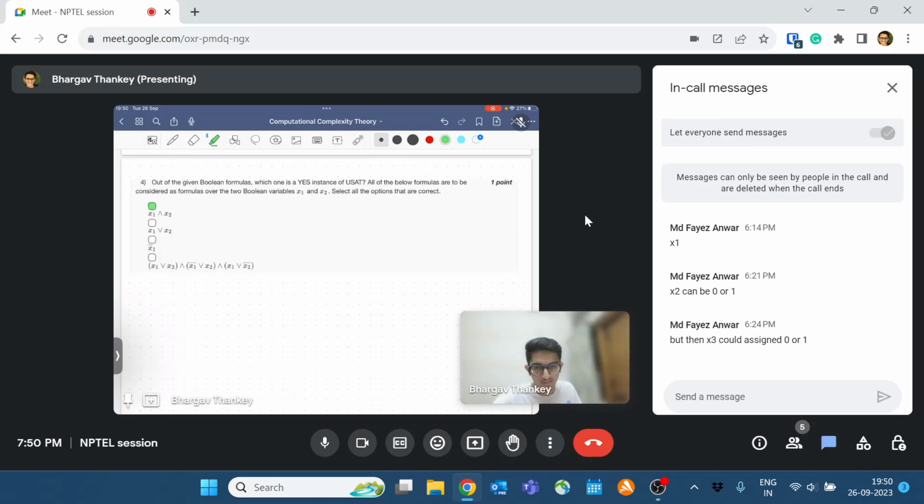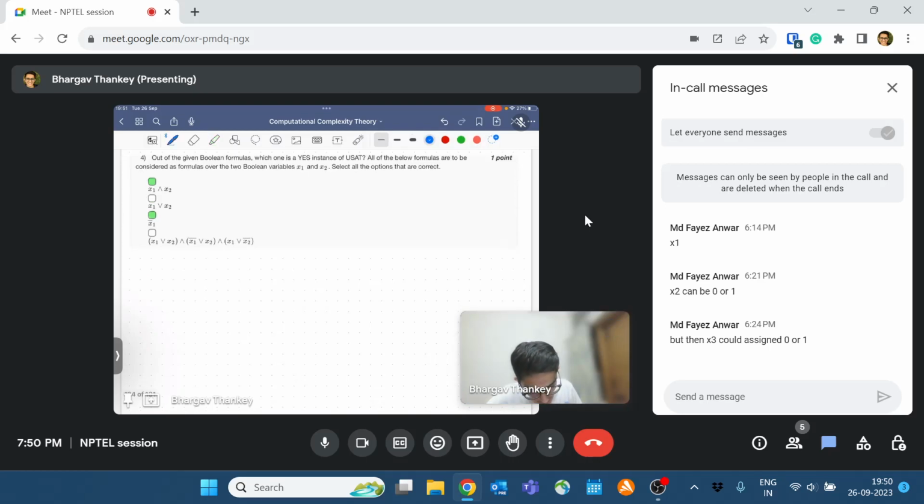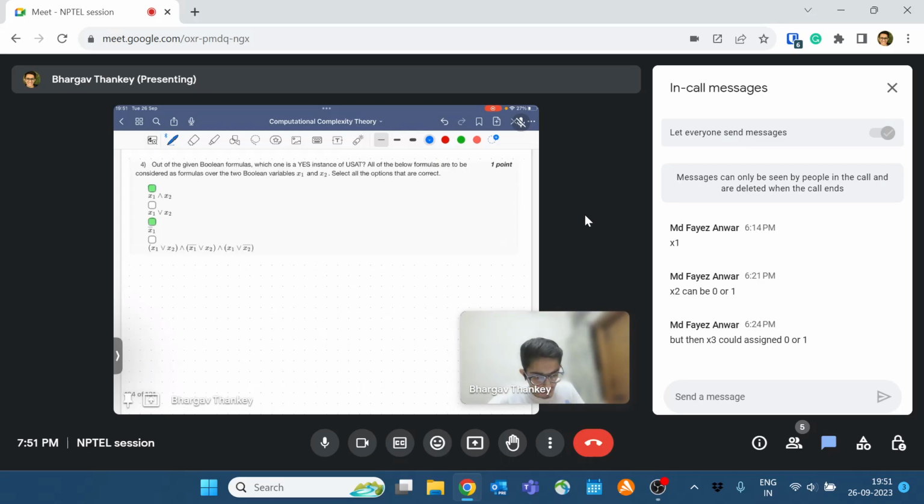The third, with the complement of x1, is not true because x2 is not here. And the last one, where is x2? Below this there is only x1, the complement of x1 only. Oh, sorry. Yes, so now the last one is correct.